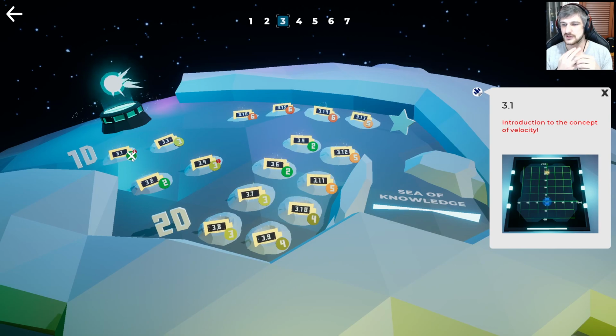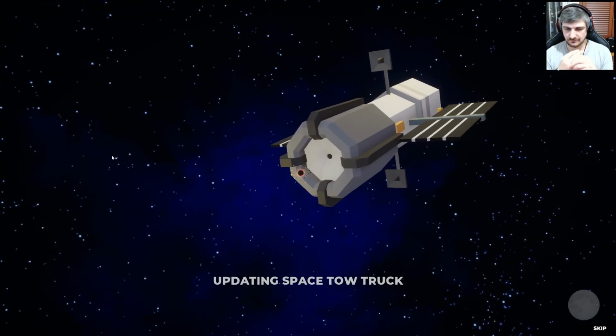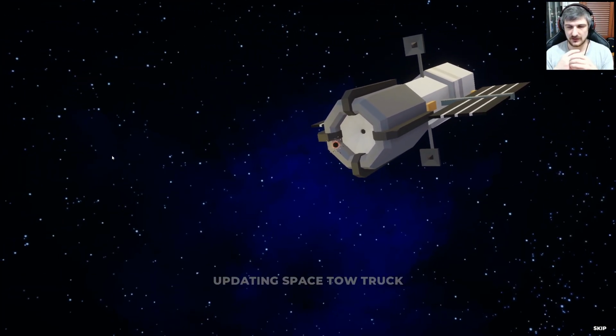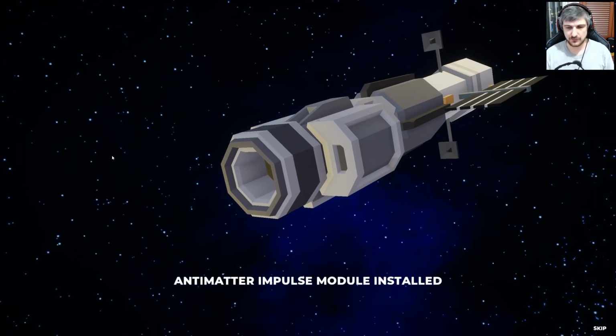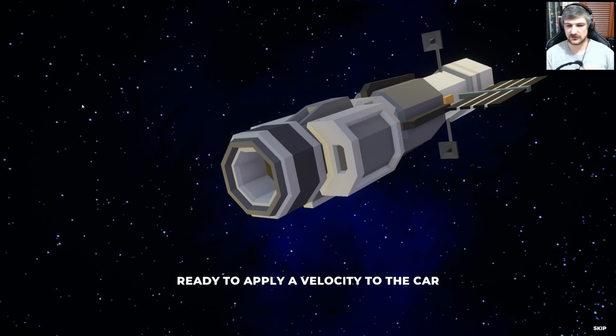So, introduction to the concept of velocity. Now we are driving. Okay. I don't know what the 10 and the 20 mean. Updating space tow truck. But now we are going to be driving. Antimatter impulse module installed. I did do a bit of this also in the demo. Ready to apply a velocity to the car.